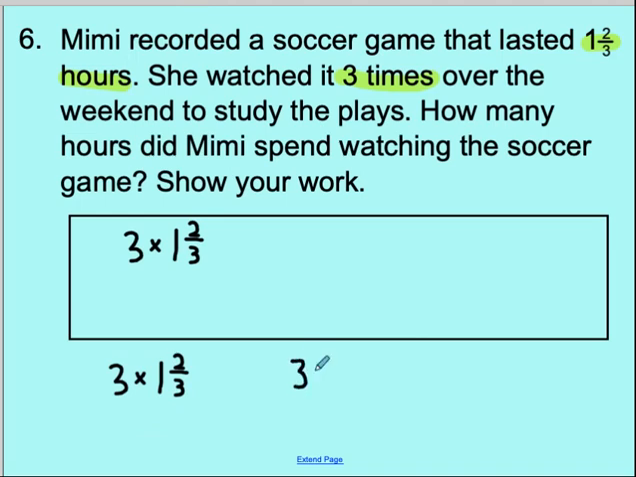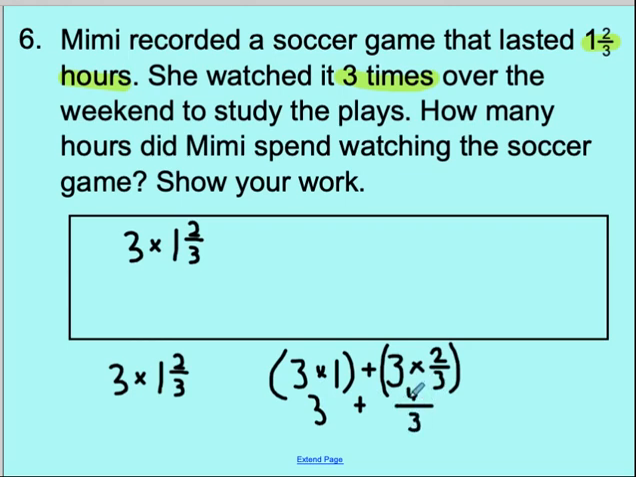Maybe you like to multiply the whole numbers first, so maybe you do the 3 times the 1 first. And then maybe you decided, okay, then I'll do the 3 times the 2/3 and then add them together. 3 times 2/3. And remember, that's the same as just counting by 2/3 3 times. So 2/3, 4/3, 6/3. So this part would equal 6/3. And of course, you know this part equals 3, right? 3 plus 6/3.